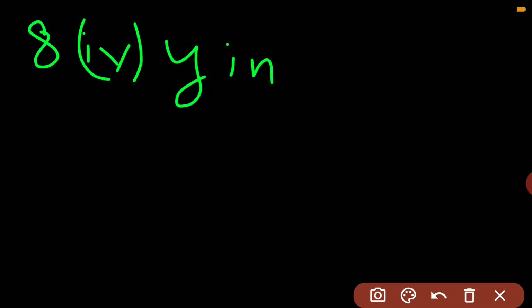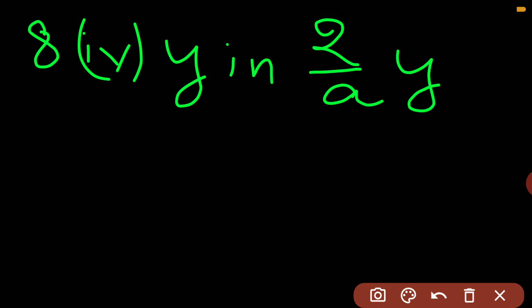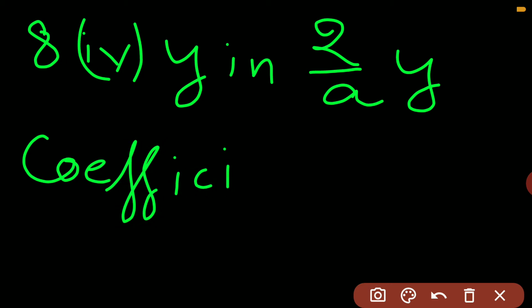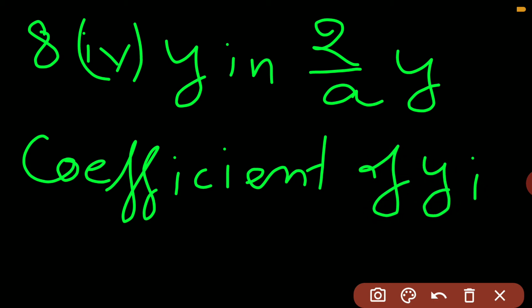Let us come to the next question, which is question number 8.4, and the question reads as y in 2 upon ay, right? So what will be the coefficient of y? Coefficient of y in 2 upon ay is 2 upon a. This is how we are supposed to do number 8.4.